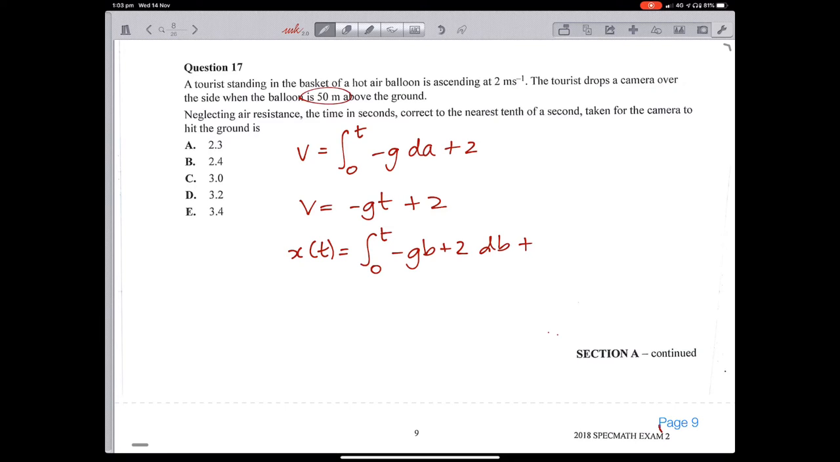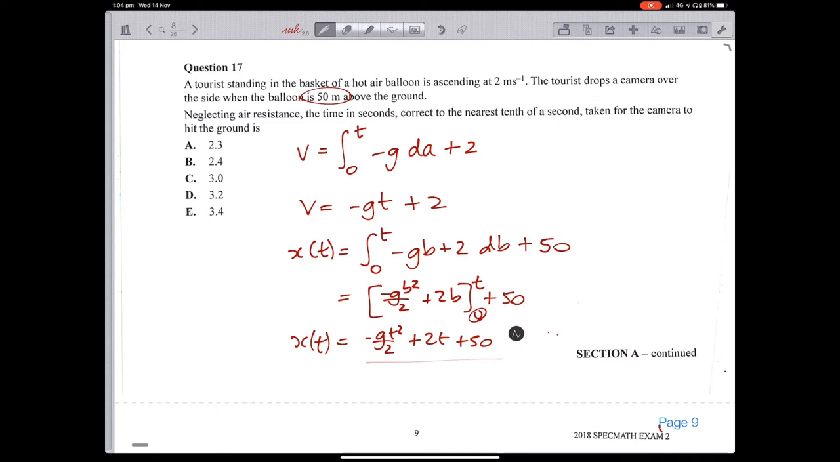And we know that it's 50 meters above the ground when it starts. So we end up with negative g b squared on 2 plus 2b plus 50 between 0 and t. Of course, this is going to be negative g t squared on 2 plus 2t. If I put 0 in, it's going to be 0 plus 50. That's x of t. And we want to know when the height is 0. So we'll solve that in our calc.